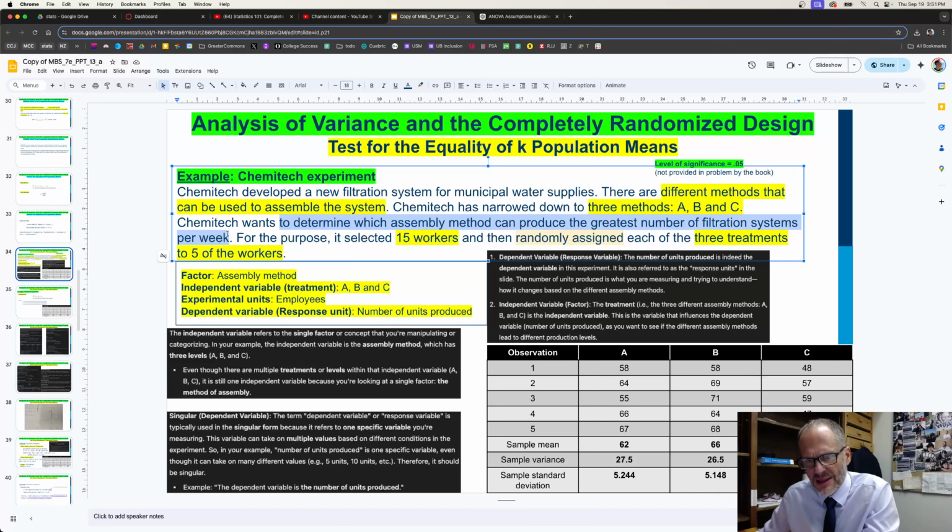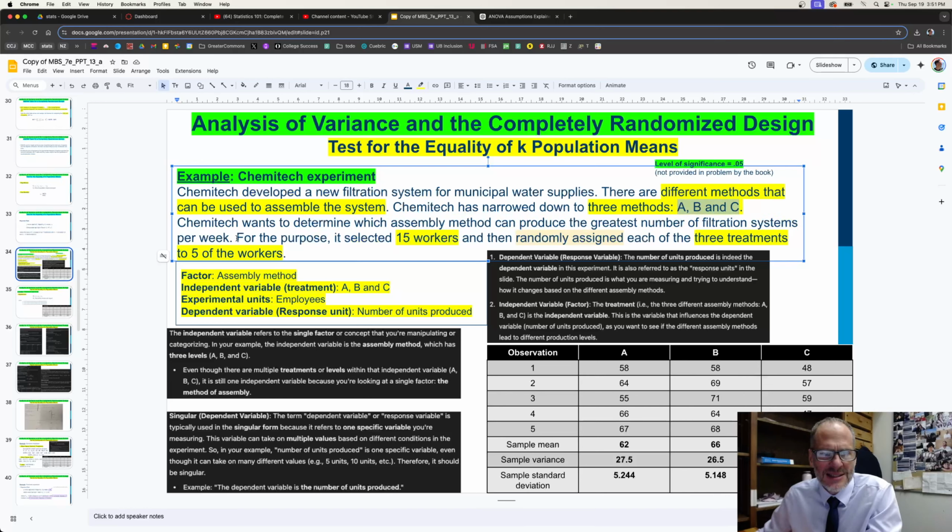If you do assembly method A or assembly method B or assembly method C, does it make a difference, right? Are the different assembly methods all equal to each other? Or is there one assembly method that is better than the rest and they're not all equal to each other? And one assembly method here, A, B, or C, is going to produce more units every week.